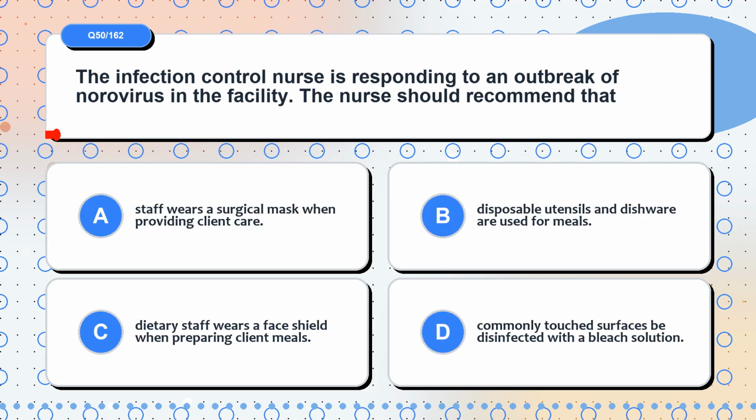Question 50. The infection control nurse is responding to an outbreak of norovirus in the facility. The nurse should recommend that. Here are the options. Option A, staff wears a surgical mask when providing client care. Option B, disposable utensils and dishware are used for meals. Option C, dietary staff wears a face shield when preparing client meals. Option D, commonly touched surfaces be disinfected with a bleach solution.